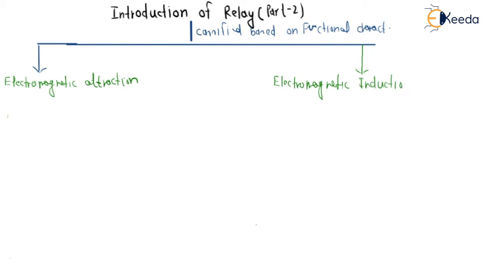So further, electromagnetic attraction type relay has been classified into many types. I'm explaining one by one. The first one will be moving plunger type relay. So what is moving plunger type relay basically?